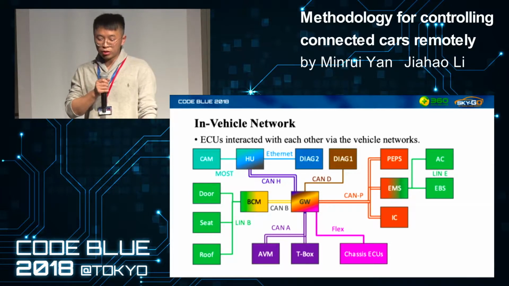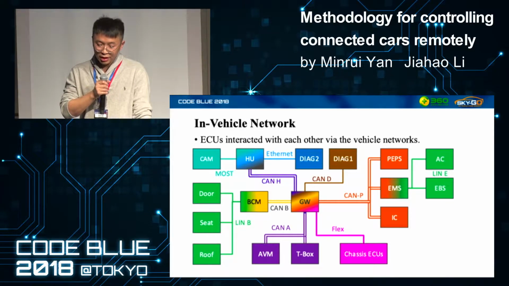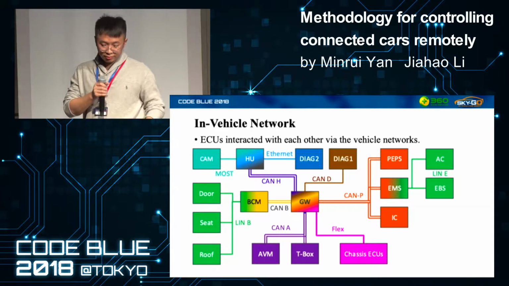If you want to open the door remotely, one thing you need to do is use the application on your phone. It will send a command to the TSP. Then the TSP will generate a command to the T-box. Then the T-box will generate a CAN bus message to the CAN bus. At last, the ECUs will follow this CAN bus message and execute the command to open the door.